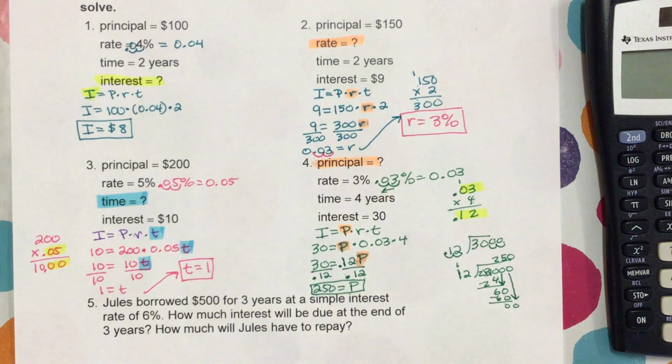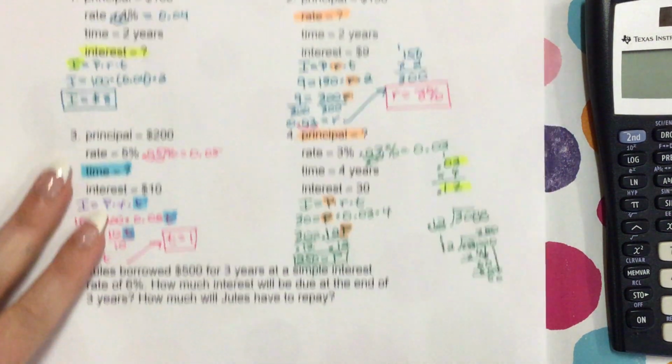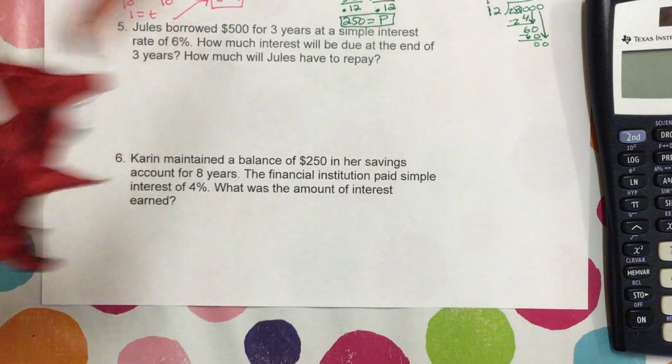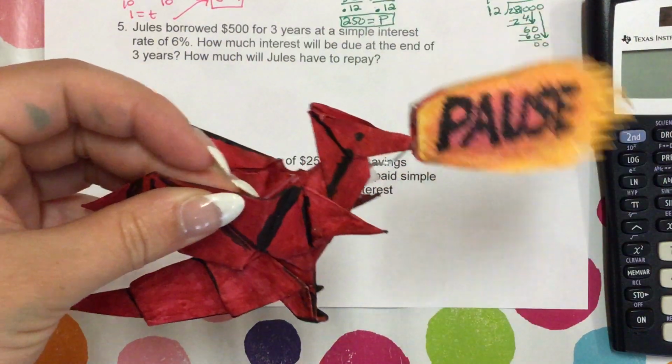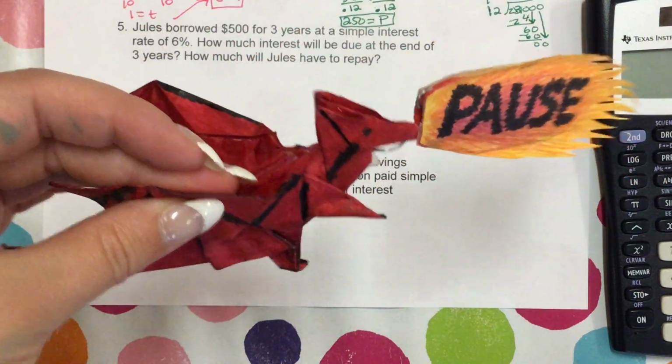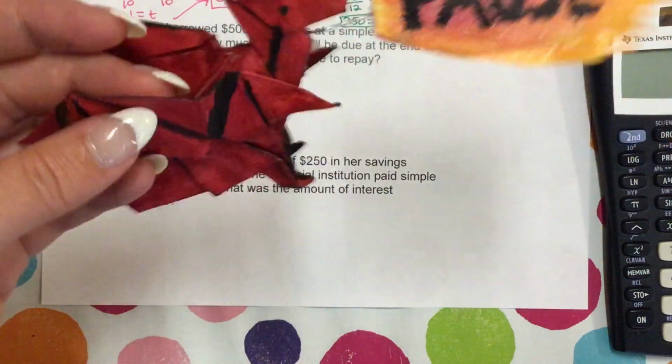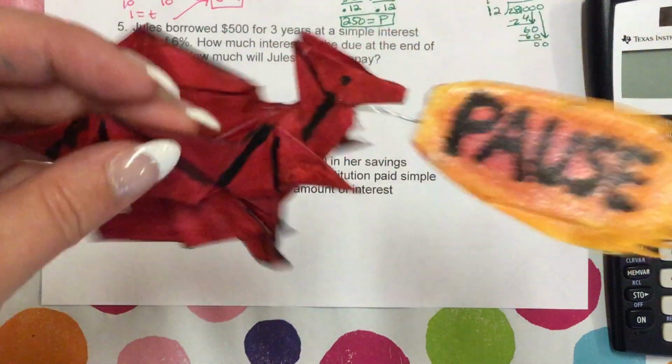So if you got that one right, great job. Now I want you to go ahead and try to work out problems 5 and 6 on your own. And here's our friend the Pause Dragon reminding you to pause and work these out. When you get done, press play. Make sure that you're writing all the formulas, defining all your terms, and showing all your work. All right, see you in a bit.